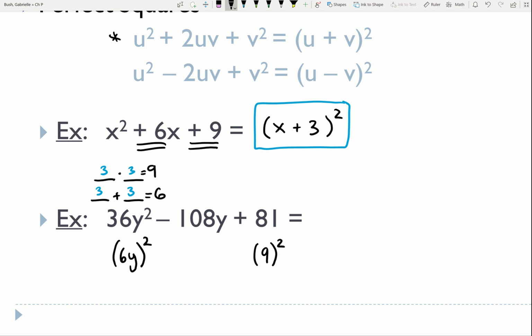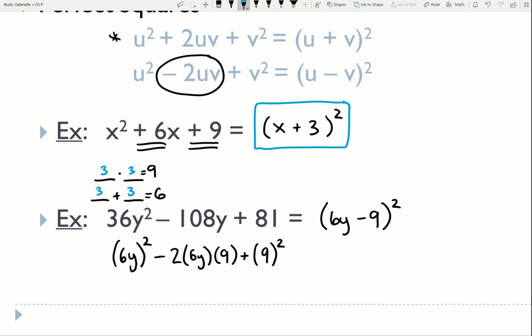So this is going to be a perfect square trinomial if we check that middle part and we confirm that it is negative 2 times u times v, or in other words, negative 2 times 6y times 9, and I definitely think that that works out here. So because we notice that we fit the formula, we can go ahead and just apply the perfect square formula there, and then call this 6y minus 9 all squared. And notice that that's going to be our final result there factored.